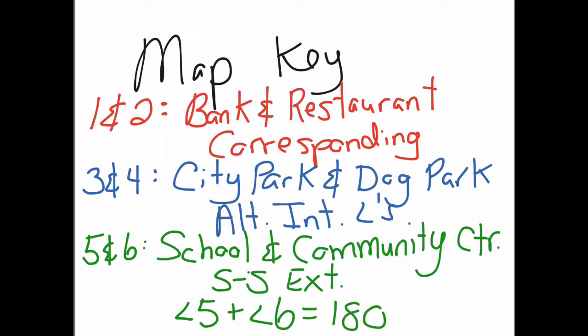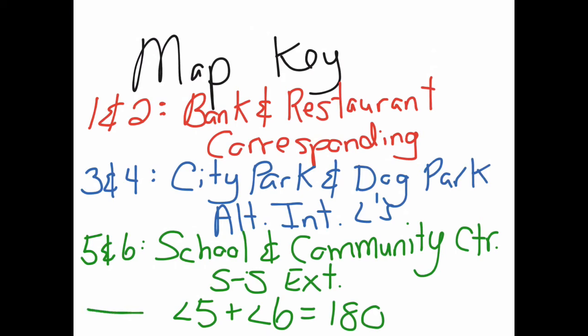And then number 5 and number 6 were my same side exterior angles. I made 1 of those a school and 1 of them a community center. And notice I wrote down what all these were. In the red it was corresponding, in the blue it was alternate interior, and in the green it's same side exterior angles. When you read your problem on Canvas, it says to include an equation with the sum for our same side exterior angles in our map key. So that's why I have this part right here. Because if you have same side exterior angles, remember same side are supplementary, which means they add up to 180. So that's why I wrote that.